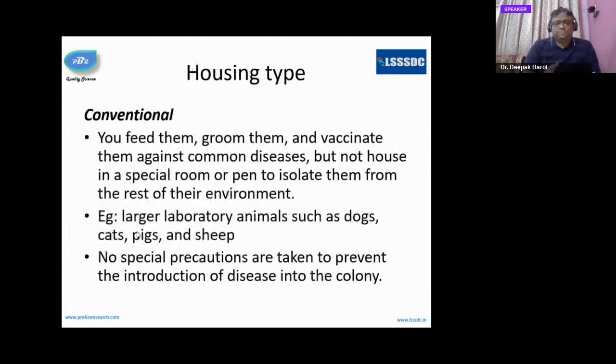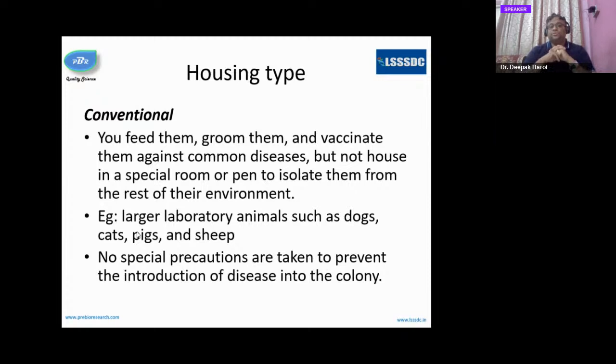Okay, so when you house animals, there are two kinds of housing which are generally done. One is conventional, so you feed them, you groom them, vaccinate them against common diseases, but do not house them in a special room or pen to isolate them from the rest of the environment. Because please remember, even in conventional we keep them in cages, but within the cages we keep them with other animals so that they are also live systems. If you keep them isolated, then they also have stress, so they need to socialize as we humans do. So that's why I always keep them in colonies. No special precautions are taken to prevent the introduction of disease into the colonies.